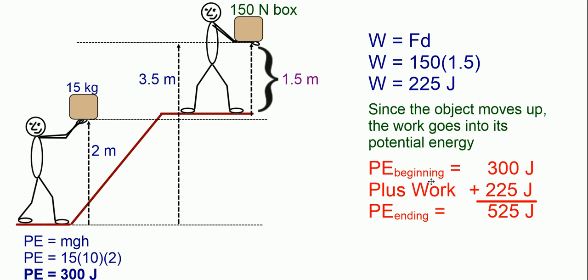So here's what happens. This object had a beginning potential energy of 300 because it was up in the air already. Then we did that much work on it, 225. And where did that work go? It didn't go into motion. It went into height, didn't it? It went into PE. So we're going to add that 225 of the work here to the initial potential energy of 300. And we're going to have an ending potential energy of 525.